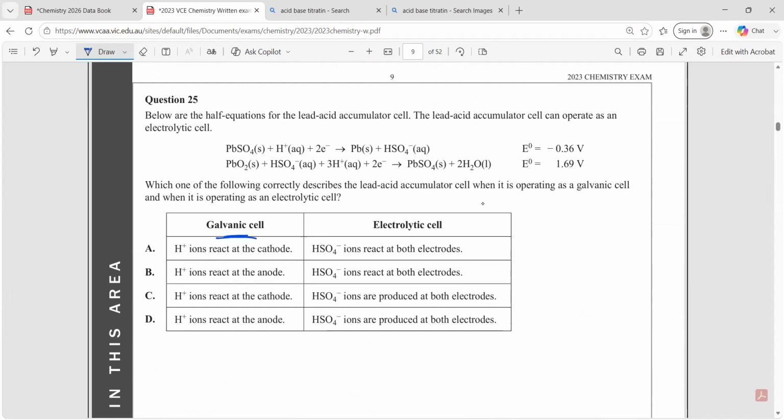When it's at a galvanic cell, this is higher. So this is gonna go this way, and this is gonna go that way. So the H plus ions are used up. The H plus ions are the reactant, right? In this reaction. And that's a reduction reaction, which happens at the cathode in galvanic cells. So it's either A or C.